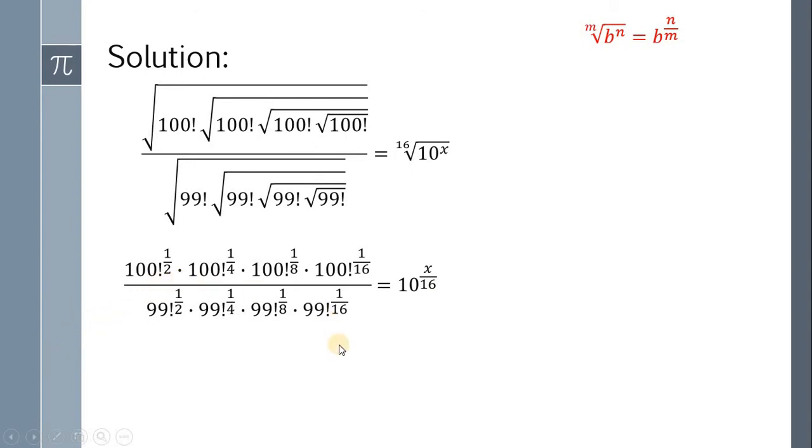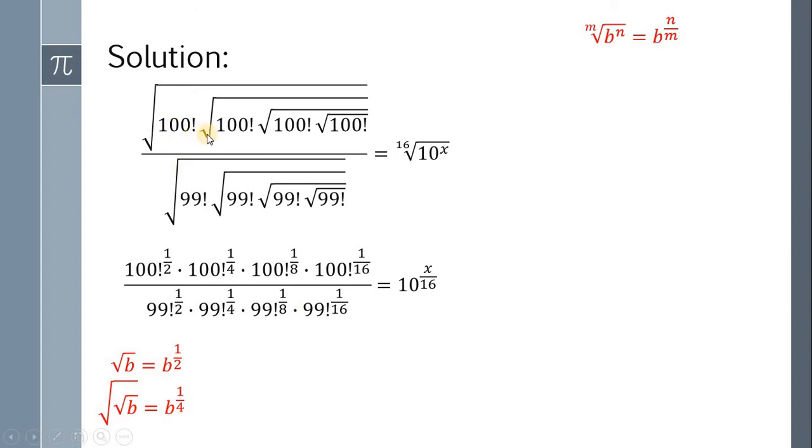Why is that? Recall that the square root of b is equal to b raised to 1/2. And the square root of the square root of b is equal to b raised to 1/4. And the square root of the square root of the square root of b is equal to b raised to 1 over 8, and so on and so forth.